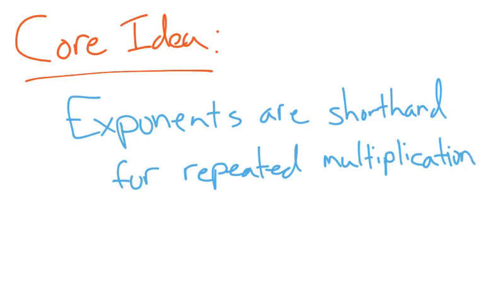And by shorthand, I mean it's just a faster way of saying something is being multiplied by itself over and over and over again. And so again, this is something that will continue to persist throughout different levels of math. If you understand that exponents at their core are just saying something is being multiplied by itself several times over, that's going to help you as you get to more abstract ideas and applications of exponents.